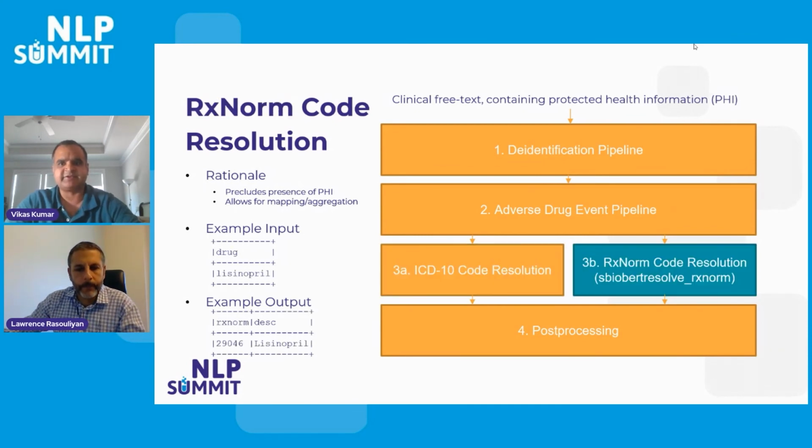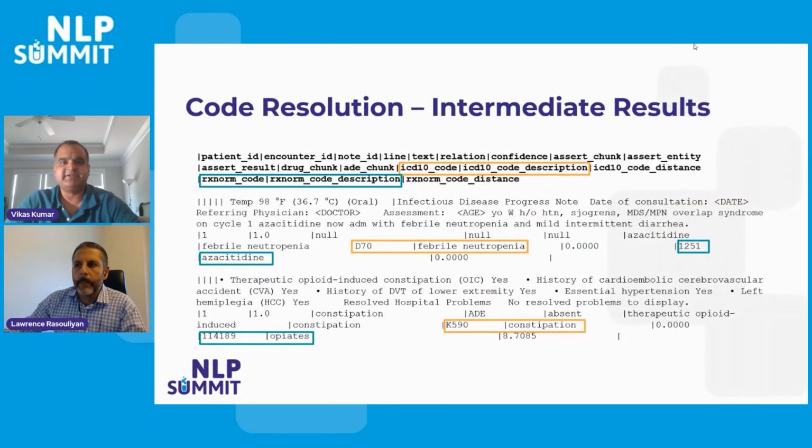So if you go on to the next slide, we did the same thing for the drug. As the input, you have the drug lisinopril, which is the raw text from the note. And as the output, you have 29046, which is the RxNorm code for lisinopril. And again, lisinopril is capitalized to denote that it's from the RxNorm and not from the text. So here are two examples.